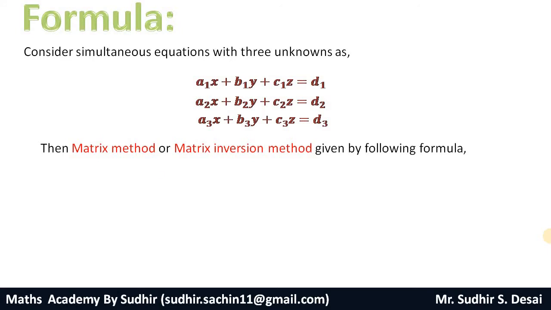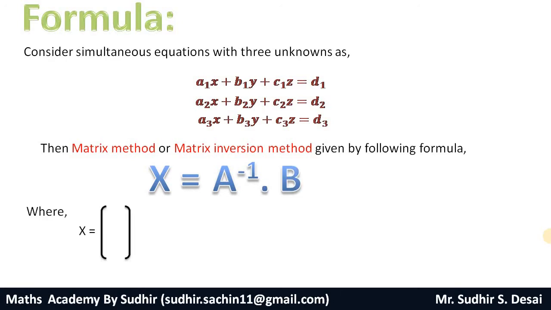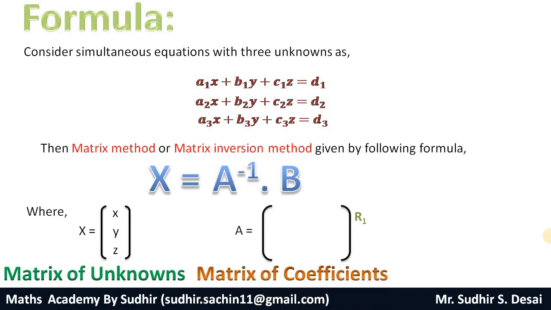The formula is X is equal to A inverse into B, where X is the matrix of unknowns. What are the unknowns? The terms whose values we have to find. So they are x, y, z. Next is matrix A. It is the matrix of coefficients. So we have to write the coefficients of x, y and z from equations 1, 2 and 3.